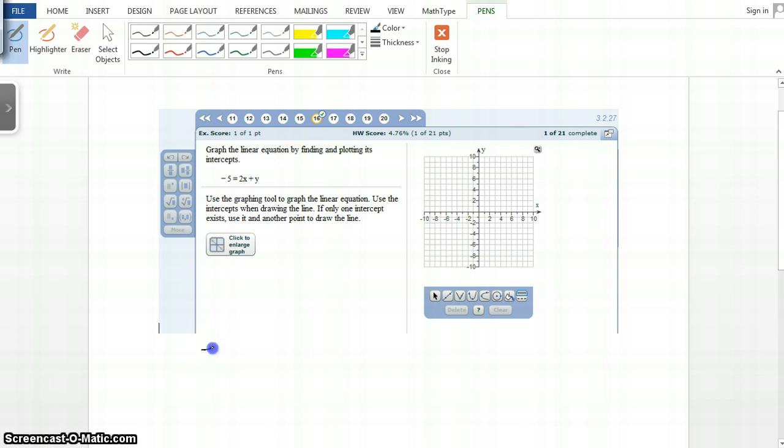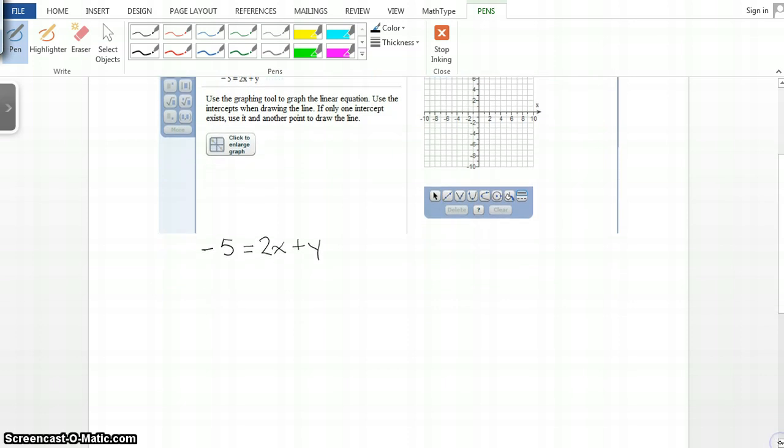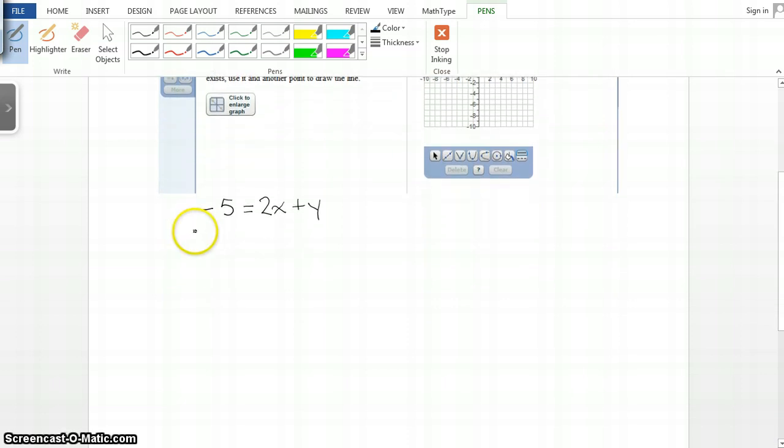So what we need to do is find the intercepts of this equation. It's linear, so the graph is a line. We'll have an x-intercept and a y-intercept. If you recall how to find intercepts, I gotta scroll down. To find an x-intercept, you let y equal 0, and then you solve for x.